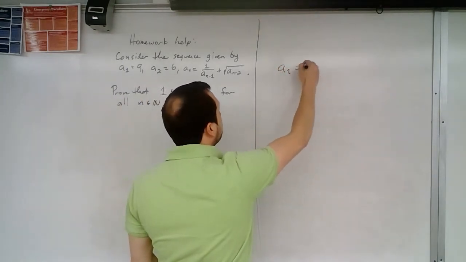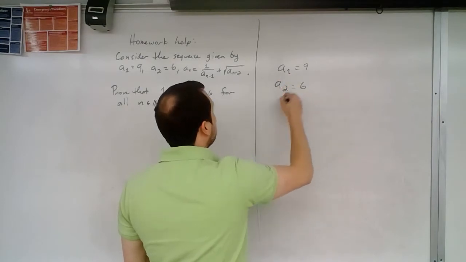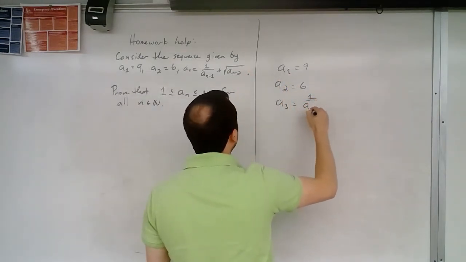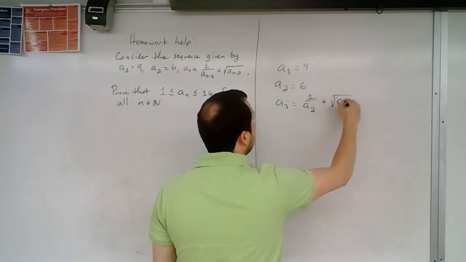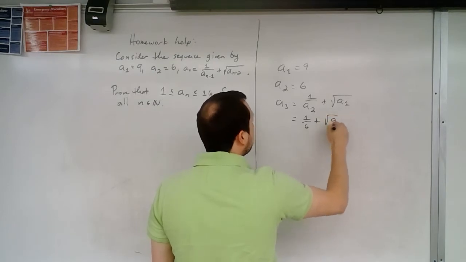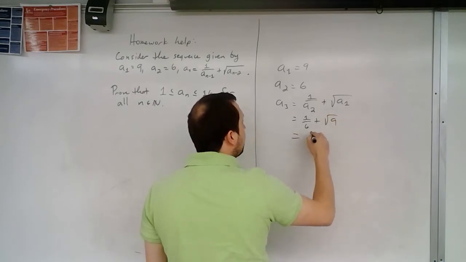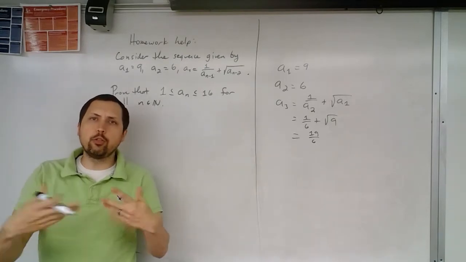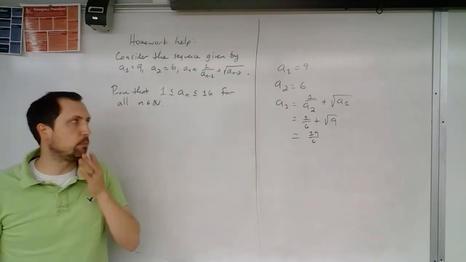A sub 1 is equal to 9, a sub 2 is equal to 6. Now, a sub 3 is going to be 1 over a sub 2 plus the square root of a sub 1. So this will be 1 over 6 plus the square root of 9. In other words, this will be 19 over 6. And then so on and so forth. You would use previous terms to find more terms.